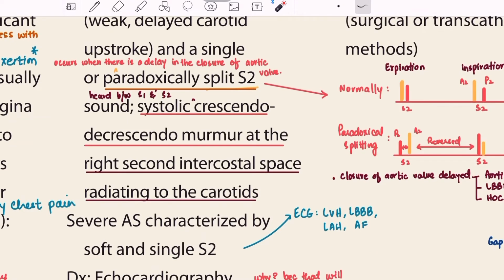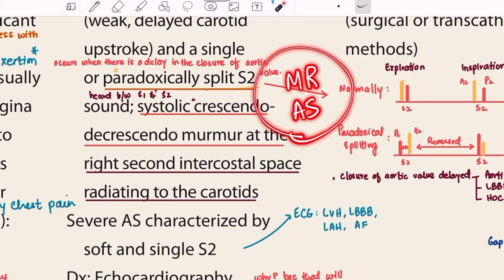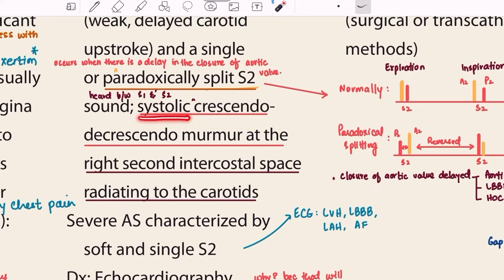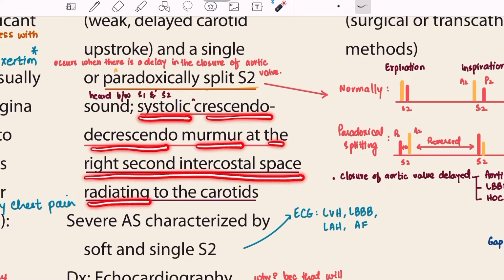If you remember from the previous video where I showed you a mnemonic called Mr. S, which means mitral regurgitation and aortic stenosis both have systolic murmurs, here is the time we will discuss that murmur. Aortic stenosis is going to have a systolic crescendo decrescendo murmur at the right intercostal space radiating to the carotid. Let's explain that a little bit.